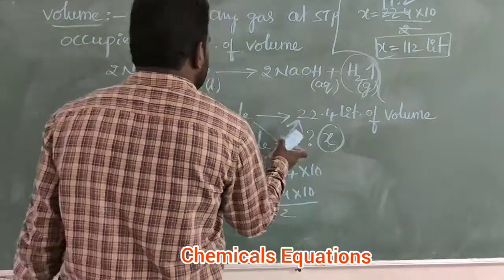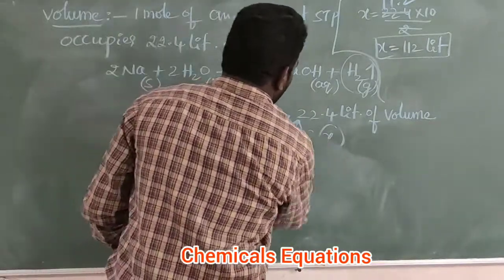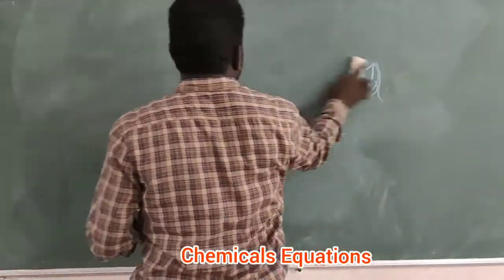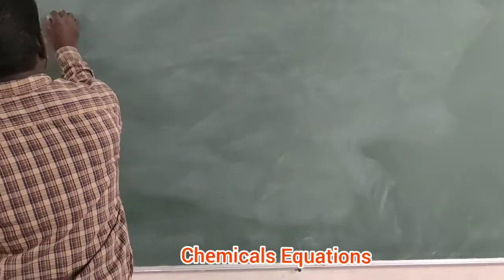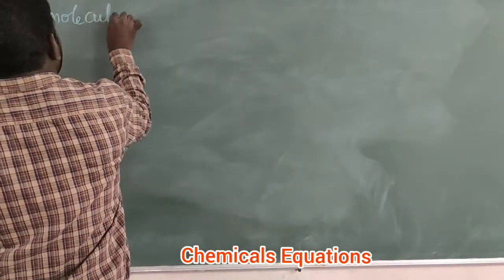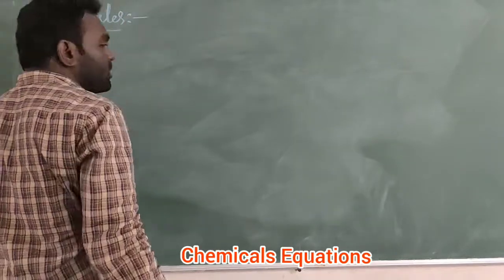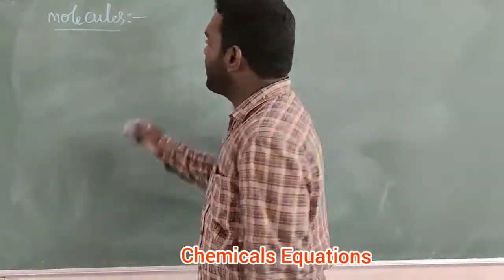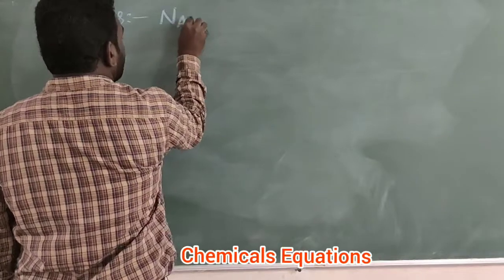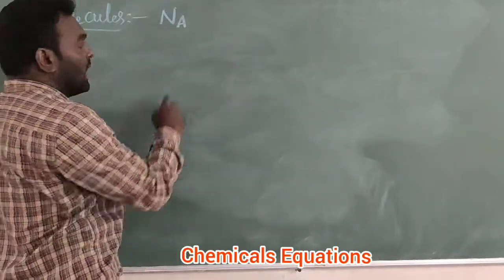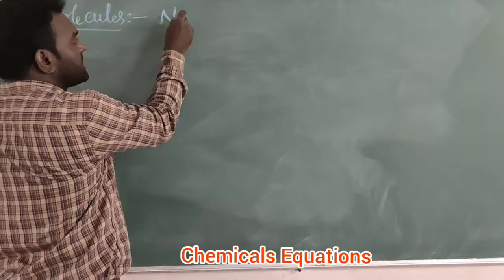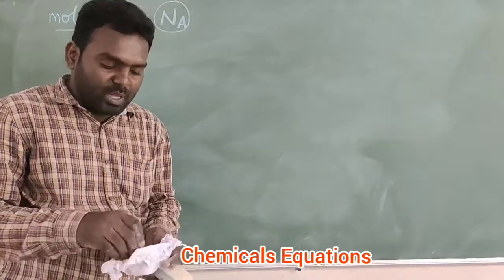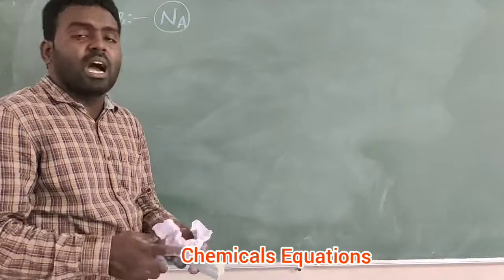Now I am going to discuss the number of molecules. Number of molecules means 1 mole of any gas contains Avogadro number of particles. Avogadro number is written as N suffix A: A means Avogadro and N means number. This is called the Avogadro number. 1 mole of any gas occupies Avogadro number of particles.